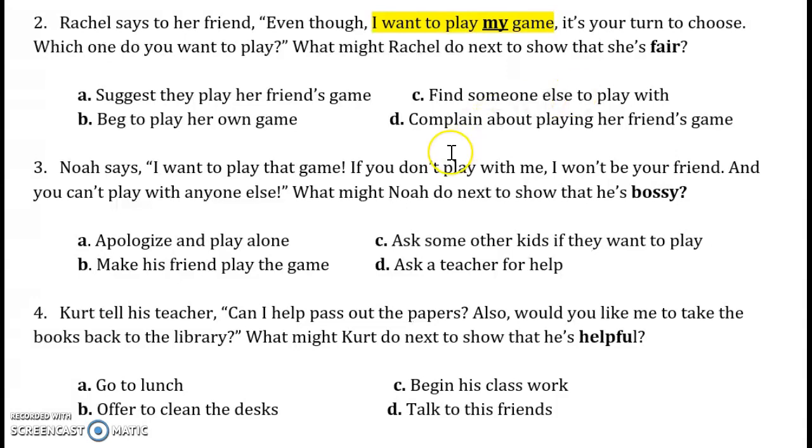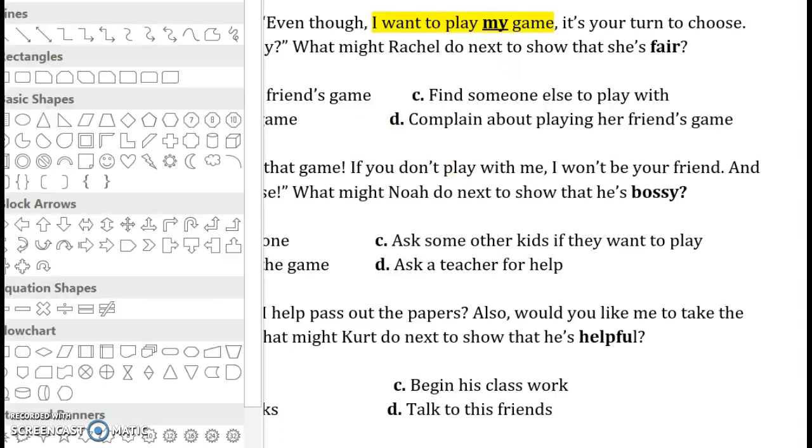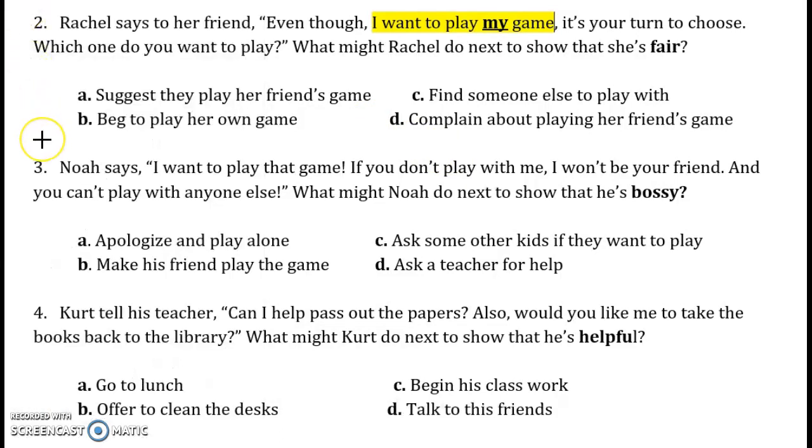Well, let's see what she wouldn't do. I'm going to get my tool again, and I'm going to get ready to cross out some things using what? The process of elimination. So I'm going to go ahead and get rid of this one. How would she show that she's fair by finding someone else to play with? Nope, that doesn't make sense. So I'm going to get rid of that one. How might she show that she's fair by complaining about playing her friend's game? Well, if they just played her game and she complained that now they're going to play her friend's game, that's not being very fair. So I'm going to cross that one out. That doesn't help me.